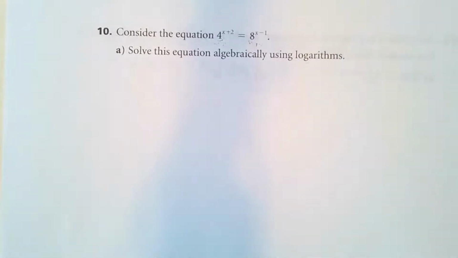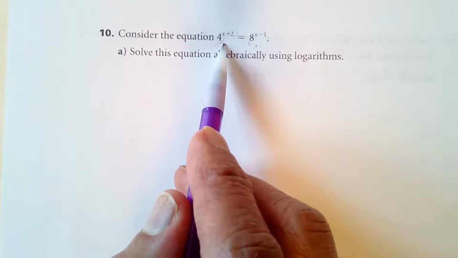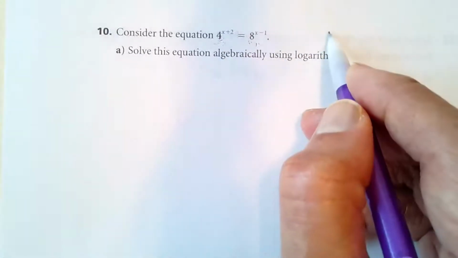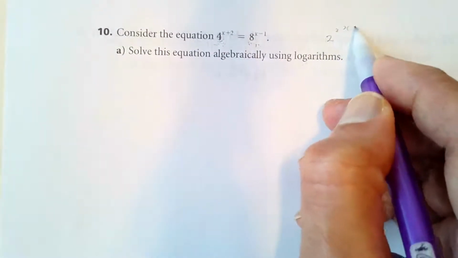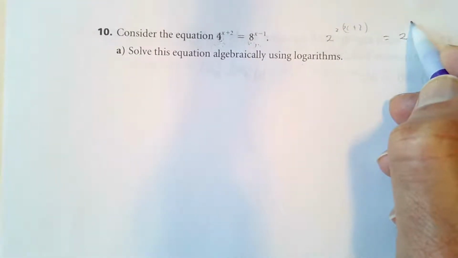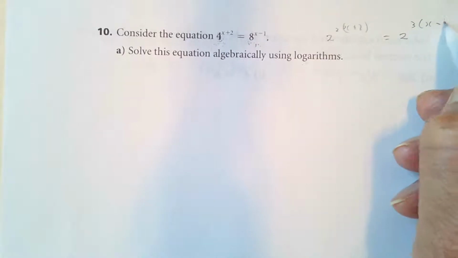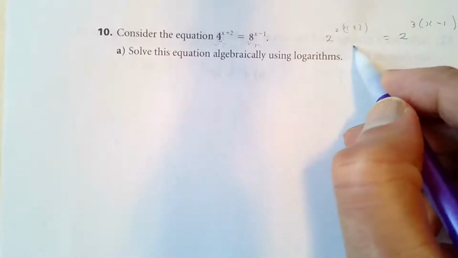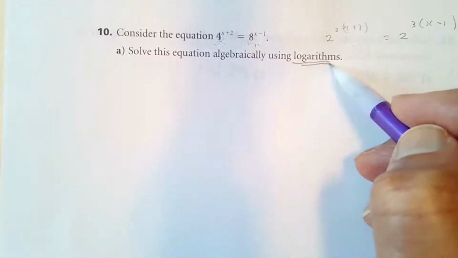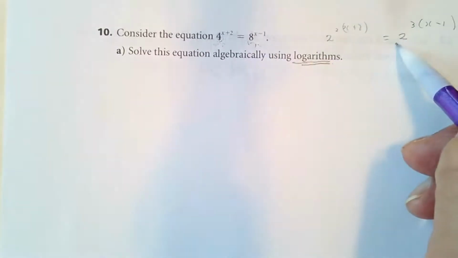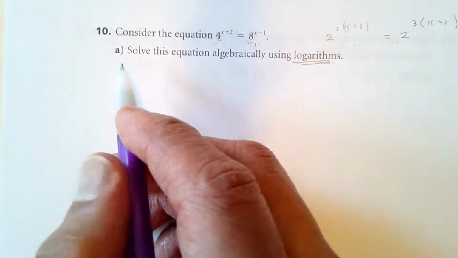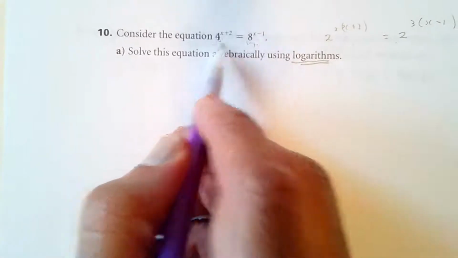So step 1, we want to take the log base 2 of both sides. The reason is that we can write this as 2 to the power 2x plus 2 equals 2 to the power 3x minus 1. That is the next method, but because it asks you to use logs, let's use logs to solve it, and then we'll use the direct algebraic method. So the next step is to take the log base 2 of both sides.